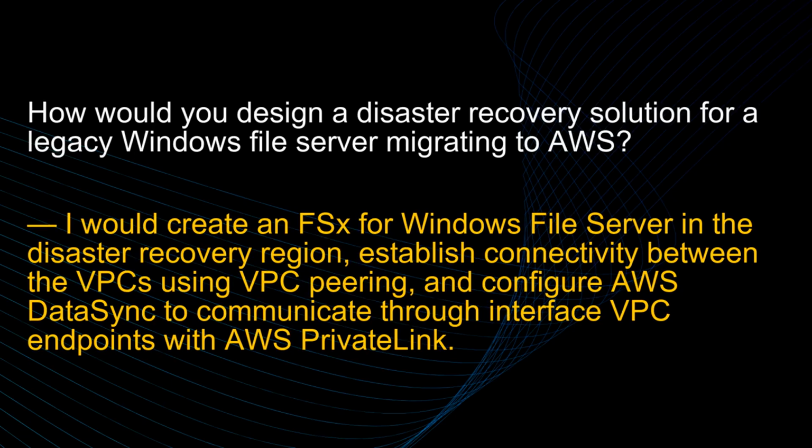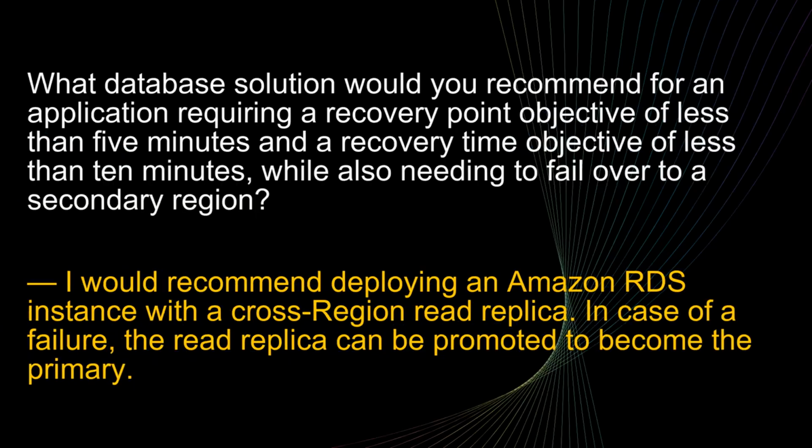How would you design a disaster recovery solution for a legacy Windows file server migrating to AWS? I would create an FSx for Windows File Server in the Disaster Recovery region, establish connectivity between the VPCs using VPC peering, and configure AWS DataSync to communicate through interface VPC endpoints with AWS PrivateLink.